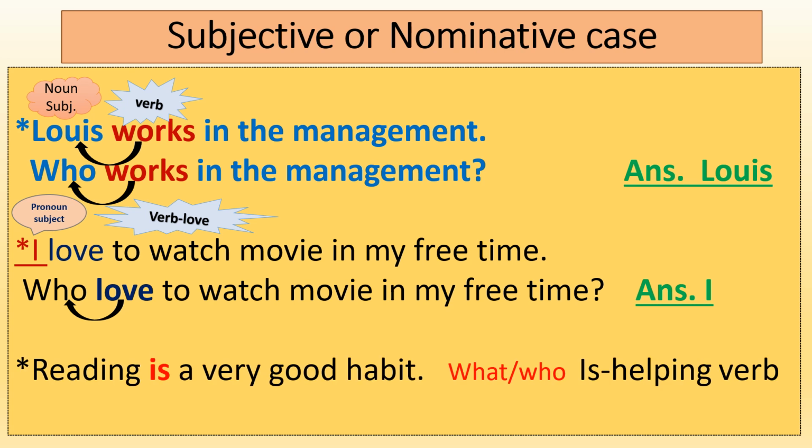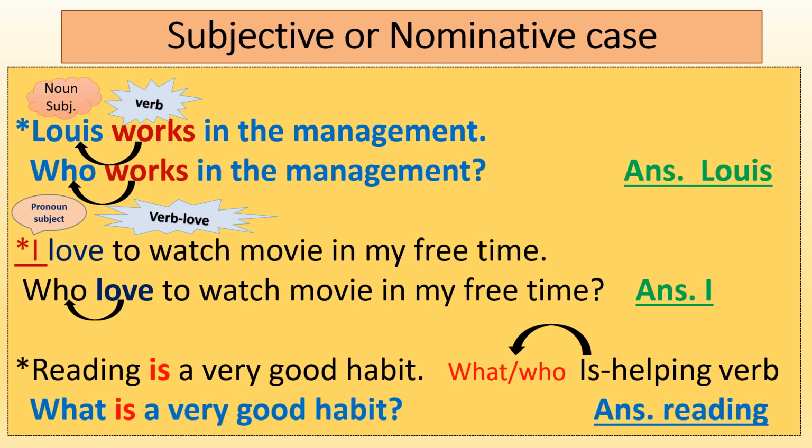Reading is a very good habit. Here is a helping verb. No action word is used in this sentence. We will put who first and frame a question. Let's see whether we get the answer or not. Who is a very good habit? No, we didn't get any answer. What is a very good habit? Yes, reading.